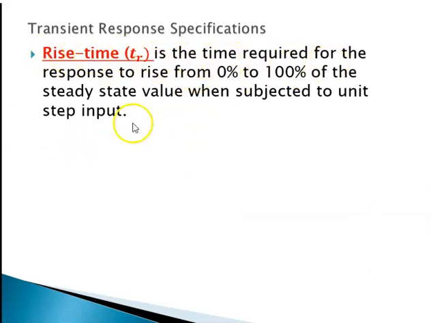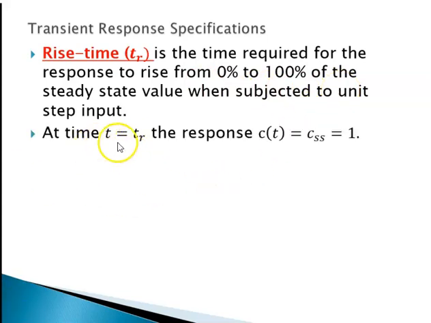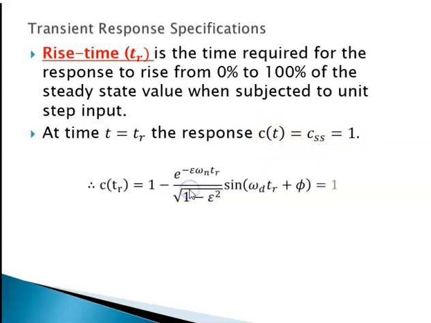Rise time is the time required for the response to rise from 0% to 100% of the steady state value. Thus we say that at time t is equal to tr, response C of t is 1, which is the steady state value. We know that the response is so and so expression. This is what we derived in one of the previous videos, and we want this response to be 1. So you have this term multiplied by sine is equal to 0.